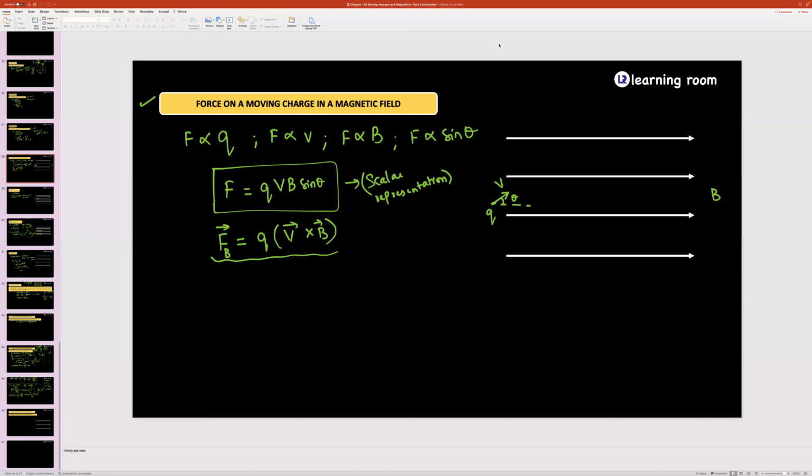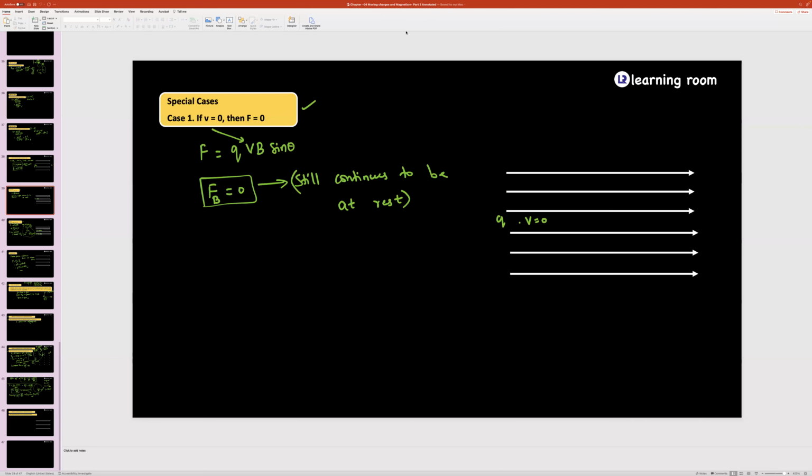Magnetic force is equal to Q into V vector cross B vector. What is this force called? It's called the Lorentz force of magnetism. So we saw special cases.